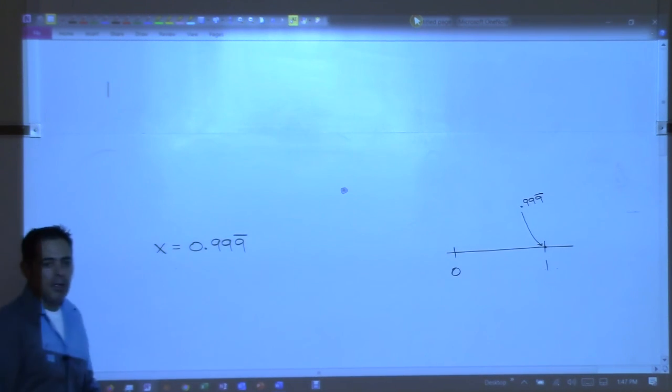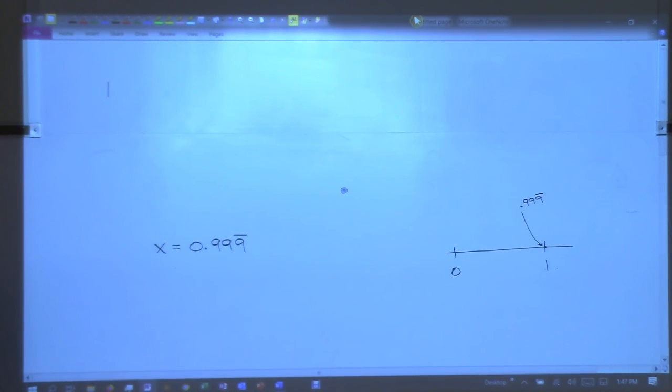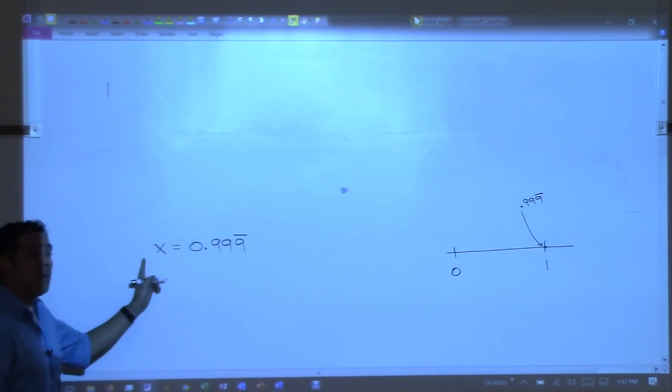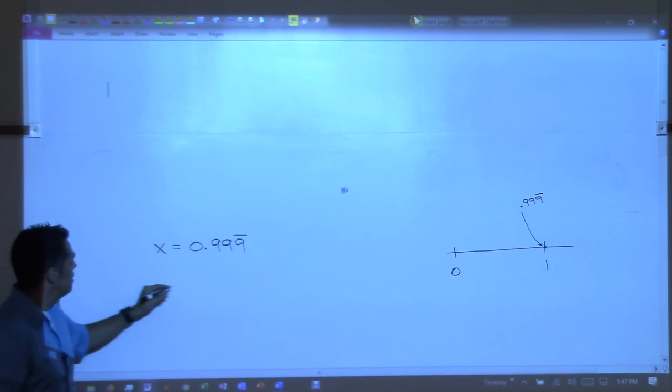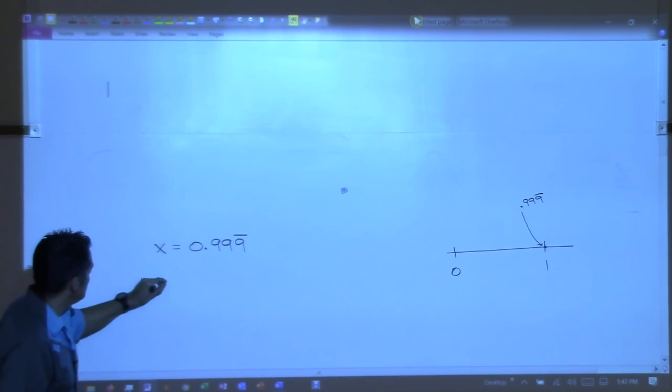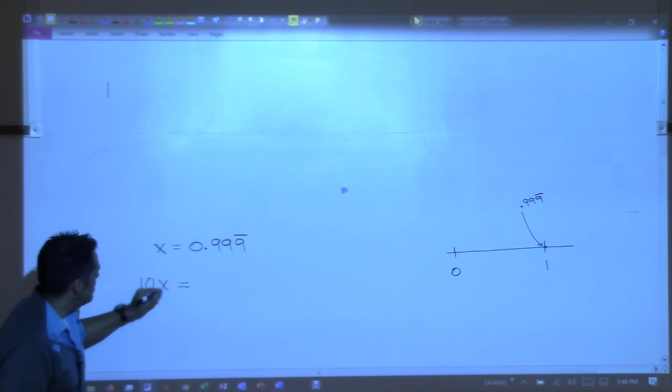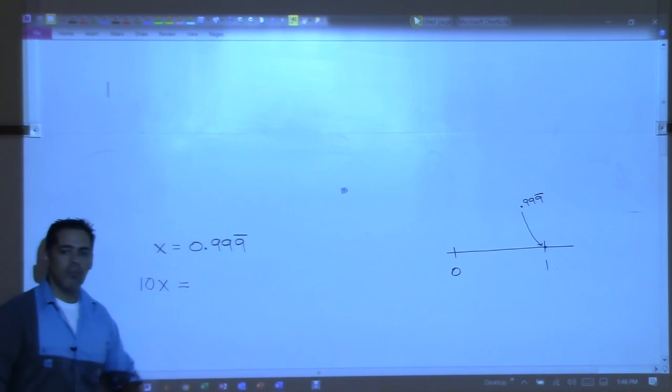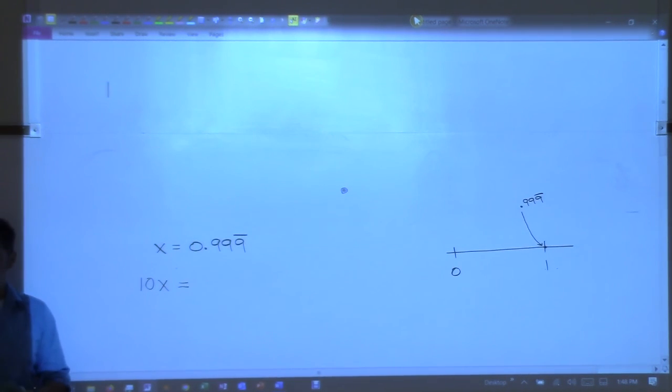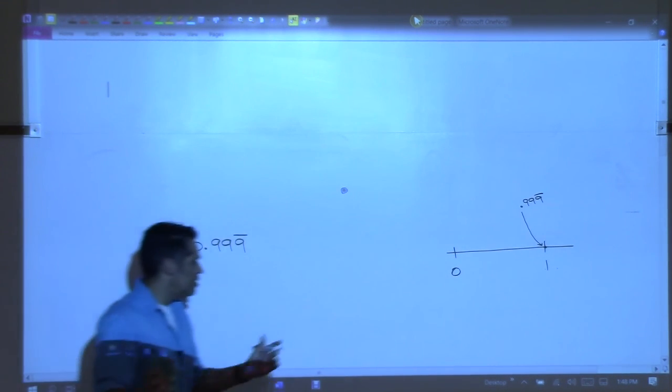Next thing I'm going to do is what we're allowed to do with any equation, and that is multiply both sides by any number. So I'm going to multiply the left side by 10 and the right side by 10. So I'm going to go 10 times this x. That must equal... Now, what happens when you multiply a decimal by 10? Do you all know what happens to the decimal point? It moves over.